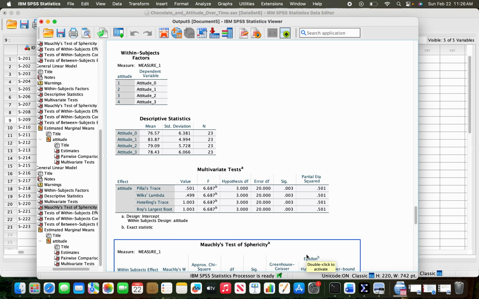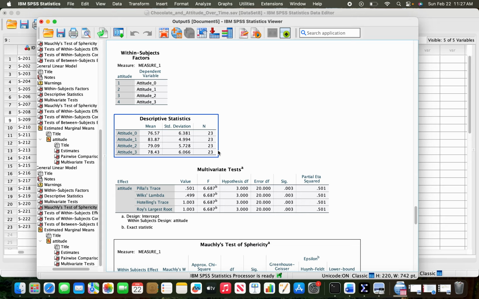So we're looking at our output. What we're reminded of is that attitude 0 was pre-chocolate bar. Attitude 1 was 5 minutes after. Attitude 2 was 1 hour after, and then attitude 3 was 4 hours after. You're going to see the mean satisfaction, or the mean attitude towards chocolate bars, keeping in mind that 0 is hate chocolate and 100 is, oh my gosh, it's amazing.